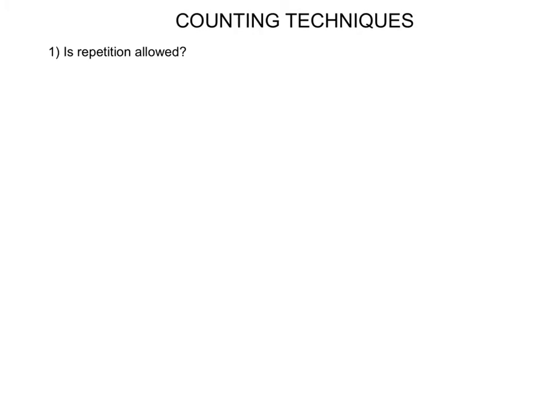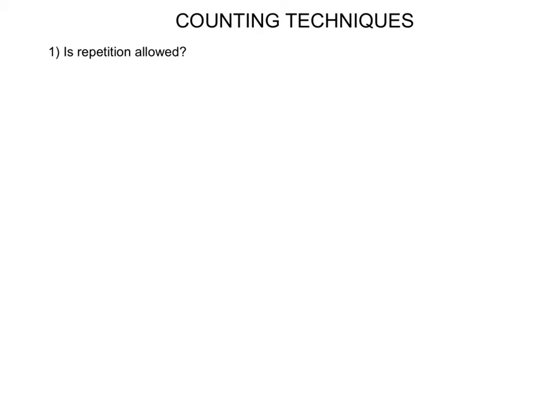So the first thing we're going to ask ourselves is, is repetition allowed? By repetition, what I mean is, can you choose the same thing more than once? For example, if you are picking cards out of a deck, are you putting the card back in so that when you pick the second card, it's possible that you're going to pick the ace of spades twice? That would be repetition being allowed.